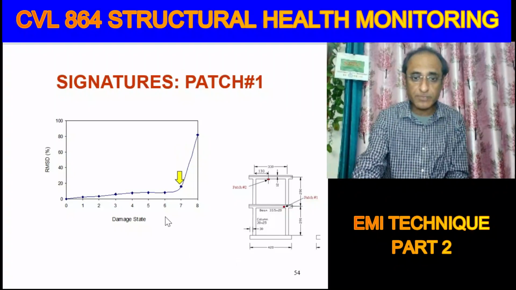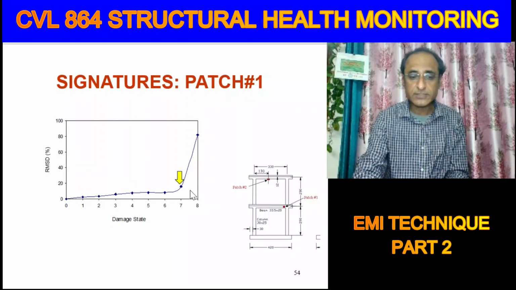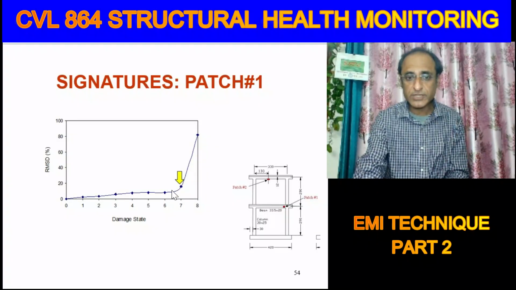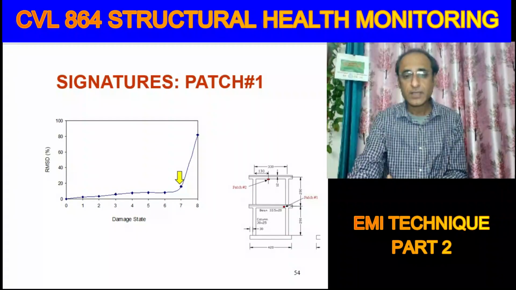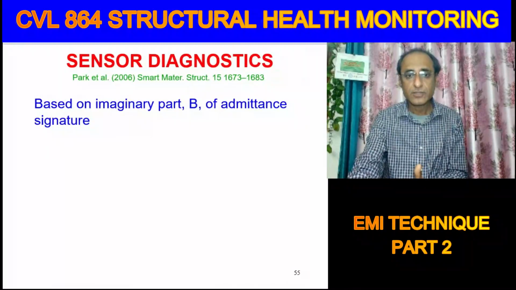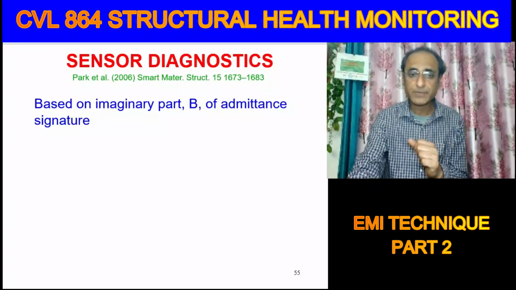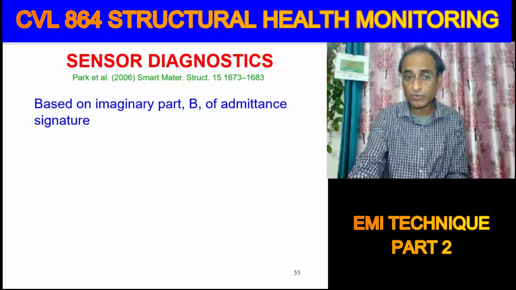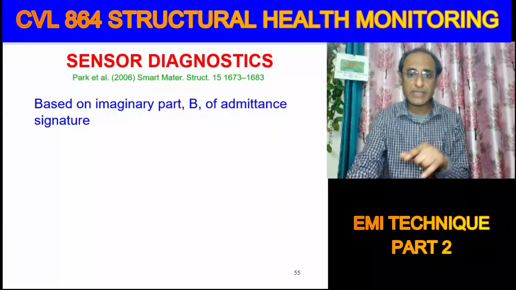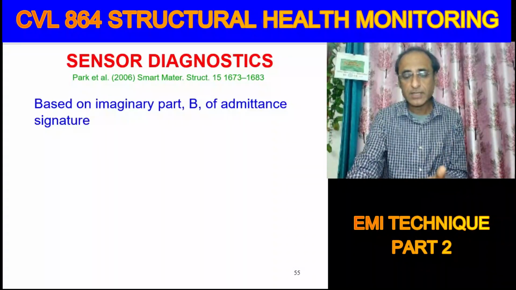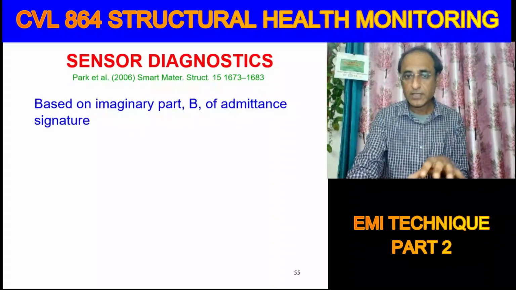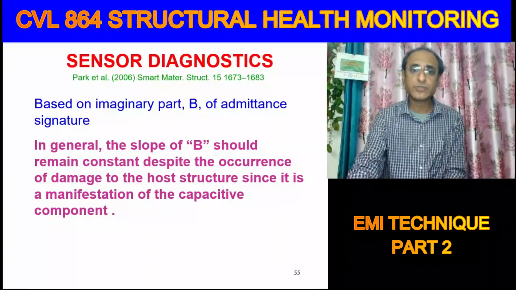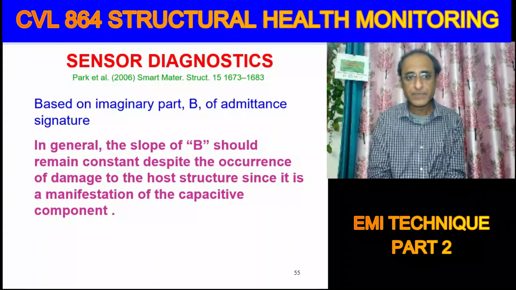So this is the plot of the root mean square deviation, where at this state we could see the change of the slope, and this indicated that something serious is happening. Now how do we do the diagnostics of the piezo patches, because piezo patches themselves may undergo damage? Here the imaginary part of the admittance, the B, gives us an indication of the condition of the patch itself. In general, the slope of the B remains constant.